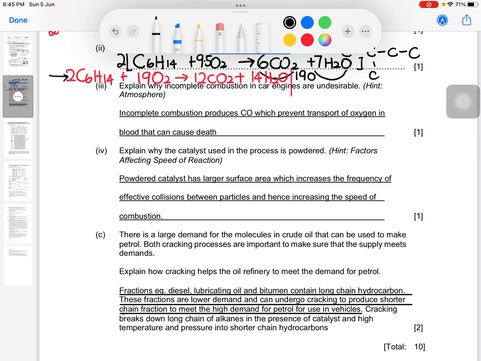So this is the explanation of the cracking process, which is not needed. Over here what you need to mention will be the fractions which are cracked, and then the lower demands. So what are they used for? For 2 marks that is enough. You do not need to mention the cracking process itself.